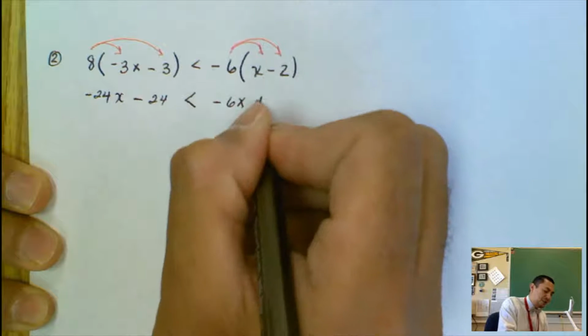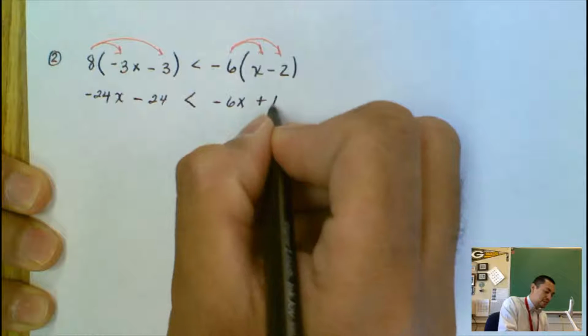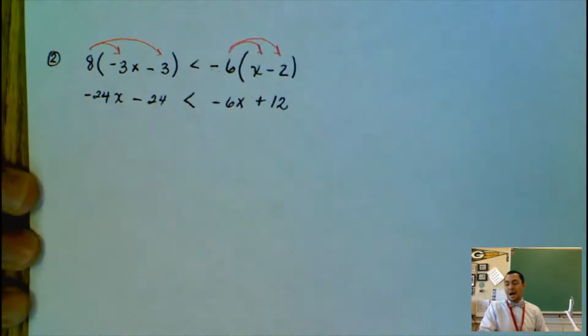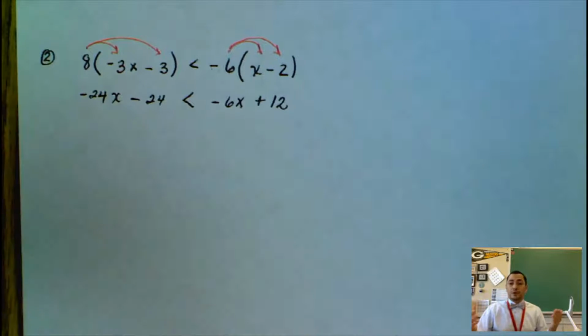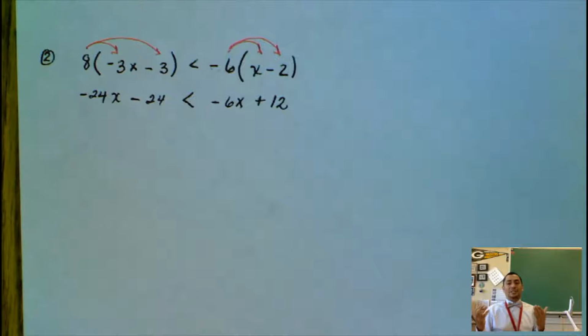Negative and negative is positive. 6 times 2 is 12. Okay, now, decision. You need to take a decision in this case. Remember, the variable can go wherever you want. That's what I said in equations. The variable can go to the left, or the variable can go to the right. It doesn't matter in equations. x equals 2, 2 equals x is the same.